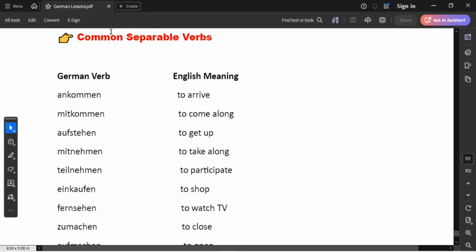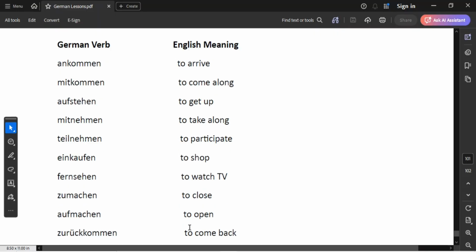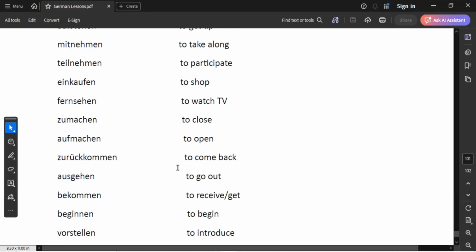Now, having looked at that, I want us to go ahead and look at common separable verbs. I'm going to start with ankommen, which means to arrive. We have mitkommen, which means to come along. Aufstehen, to get up. Mitnehmen, to take along. Teilnehmen, to participate. Einkaufen, to shop. Fernsehen, to watch TV. Zumachen, to close. We have aufmachen, to open. Zurückkommen, to come back.